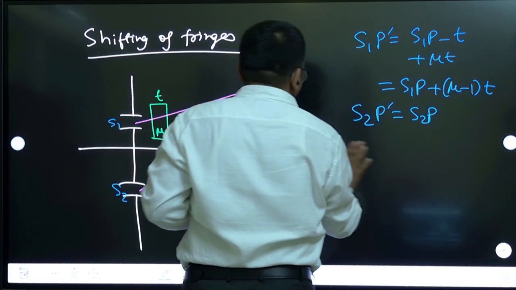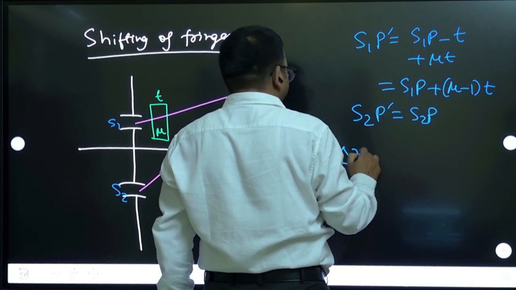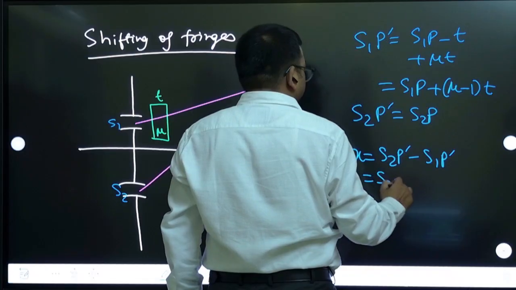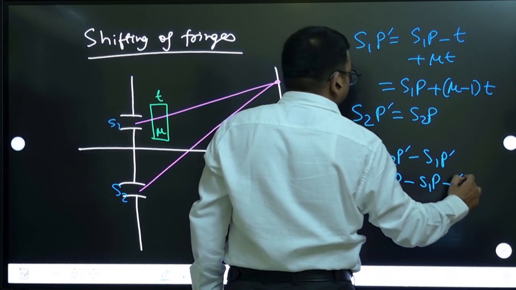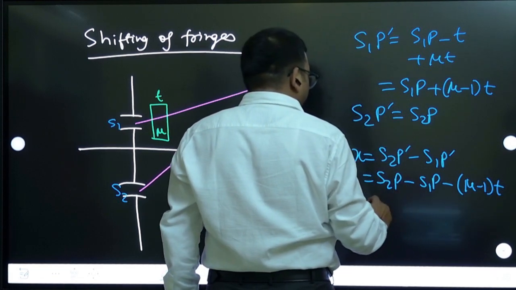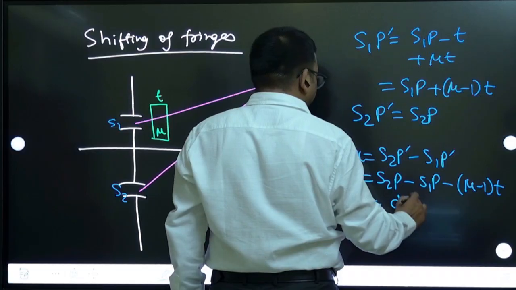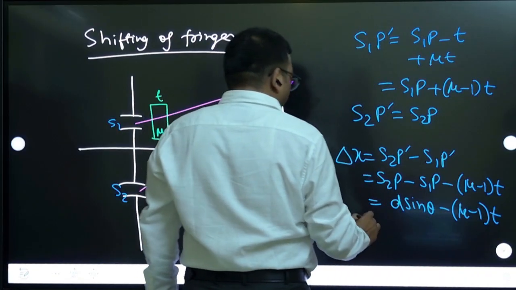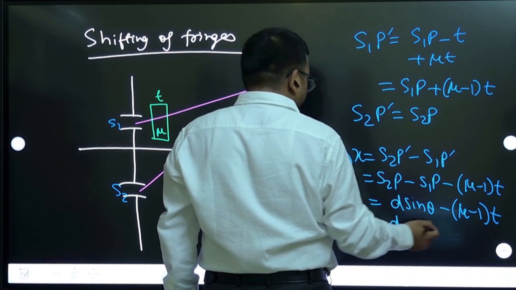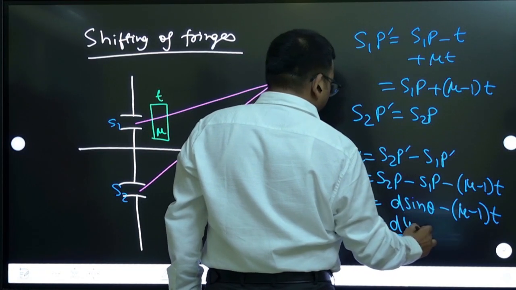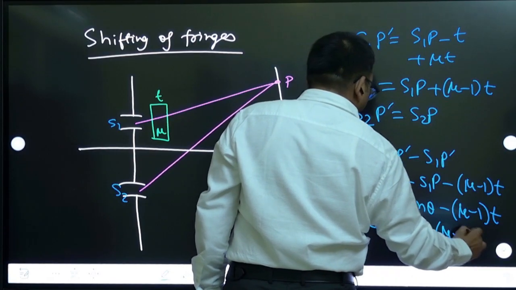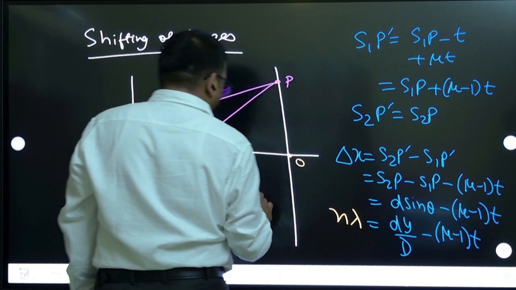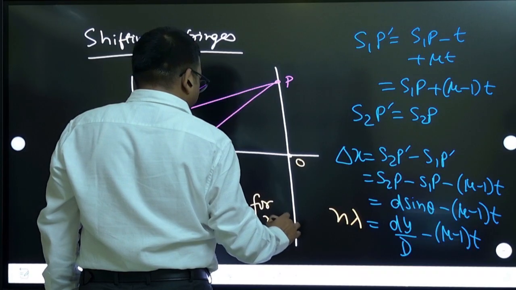Now let us calculate the path difference. The path difference we want to calculate is S2P dash minus S1P dash, which is S2P minus S1P minus (mu minus 1) times t. And this S2P minus S1P is d sine theta, which we have already calculated. So minus (mu minus 1) times t. Now we apply the condition that sine theta is very small, so this is d y by capital D minus (mu minus 1) times t. And for the maxima condition we will put this as n lambda.